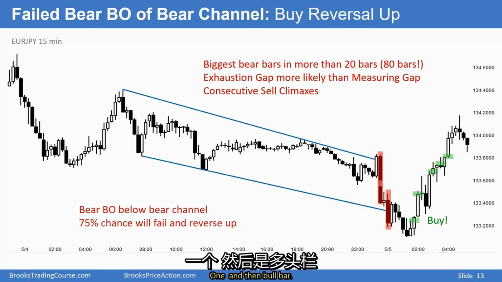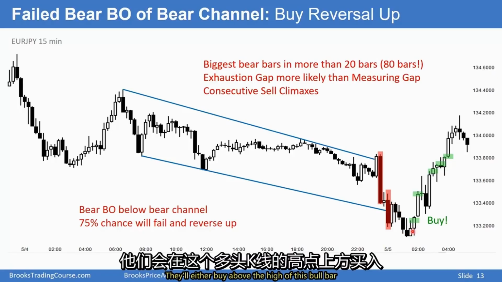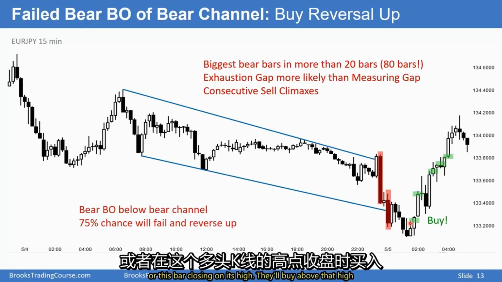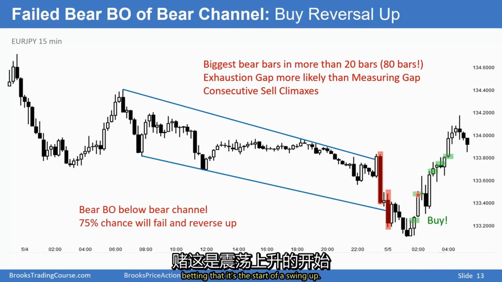3 pushes down, 1 and then bull bar, 2, then bull bar, and then 3. You have a bull bar here. They'll either buy above the high of this bull bar, or this bar closing on its high, they'll buy above that high, or they'll wait to buy consecutive strong bull bars, betting that it's the start of a swing up.